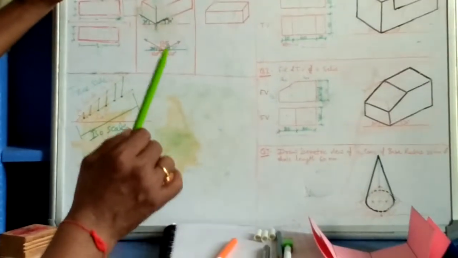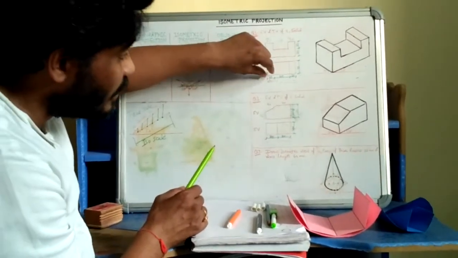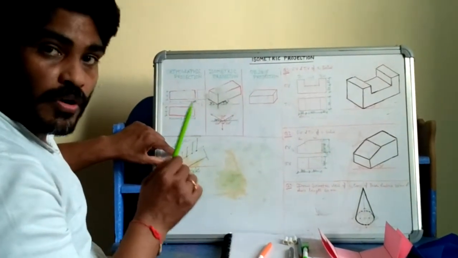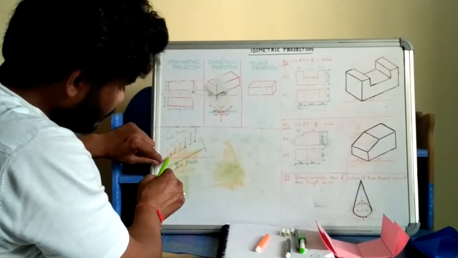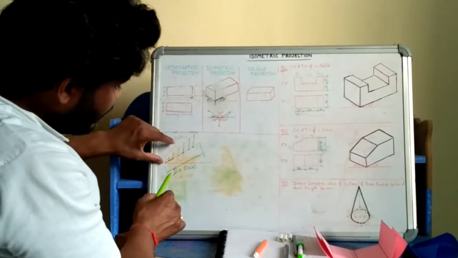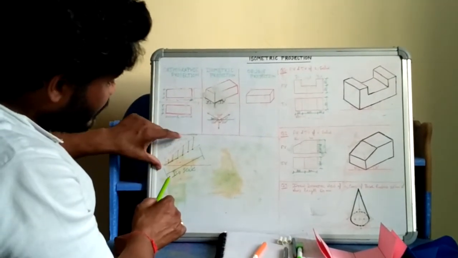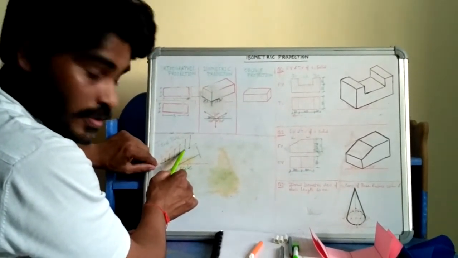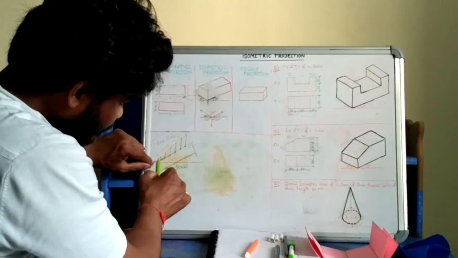And suppose you have to draw isometric projection. In that case, if the length is 20, you will not use this scale, you will use this length. Instead of 20 mm length, you will use this much length. Instead of 30 mm length, you will use this length. Instead of 50 mm length, if you want to draw isometric projection, you will not use this 50, you will use this length.